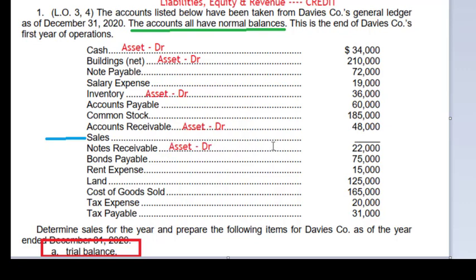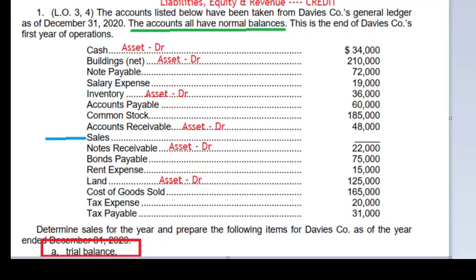Any word or any term that ends with the word receivable, don't even think about it. It is an asset. End of story. So it's going to have a debit balance if it has a normal balance. Keep that in mind. Bonds payable, rent expense, and land is an asset. Cost of goods sold, tax expense, tax payable. So these are our assets.